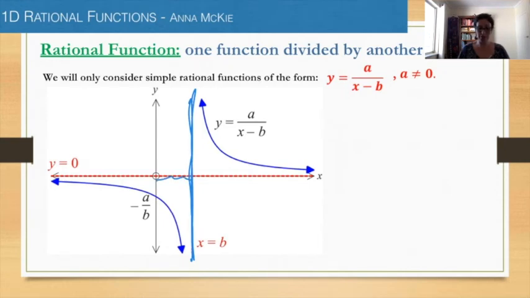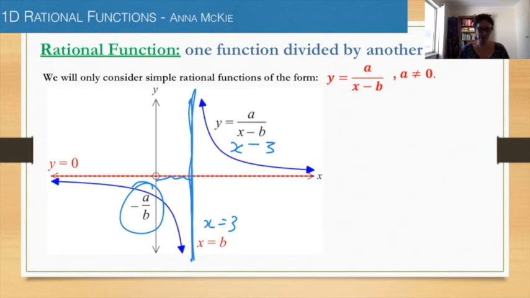So for example, if it was subtract 3, so x subtract 3 on the bottom, then our vertical asymptote would be at x equals 3. And our horizontal asymptote is still the x-axis, so y is equal to 0. Another point of interest here is the y-intercept that can be calculated by a divided by b.